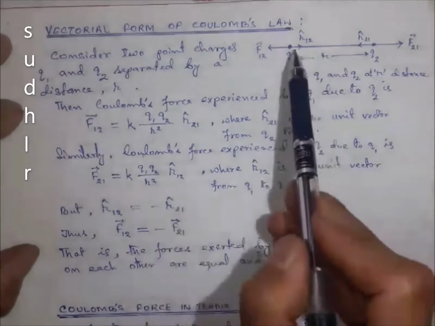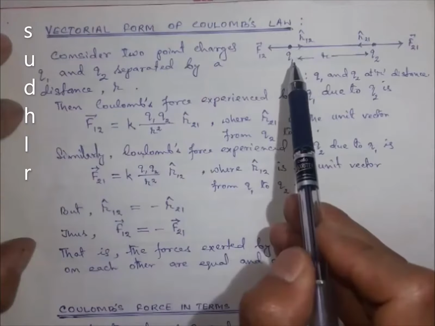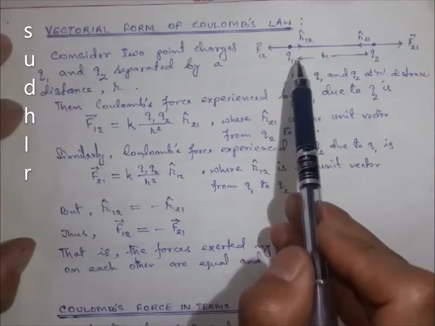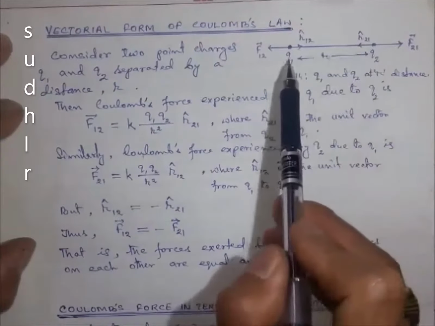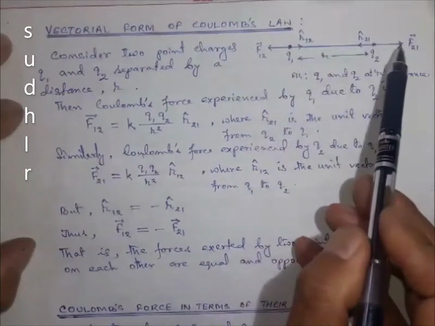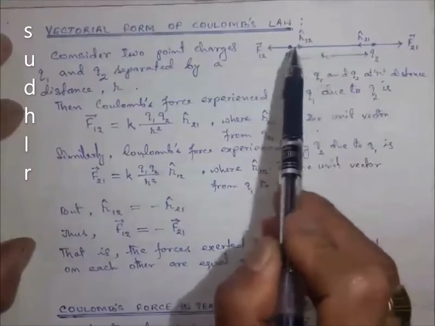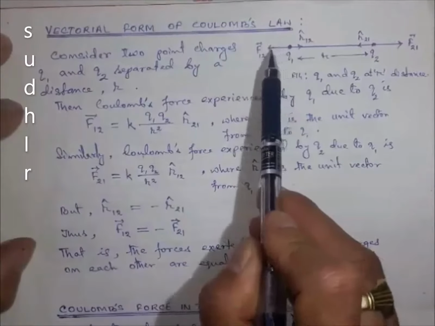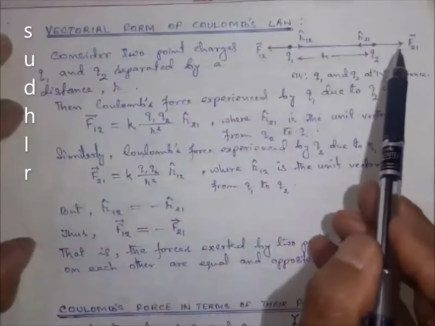So when one force is acting due to this charge, what happened? The force experienced by Q2 due to this Q1 will be acting along this direction. The force experienced by Q1 due to Q2 will be acting along this. But these two forces are equal in magnitude, but the direction will be opposite.